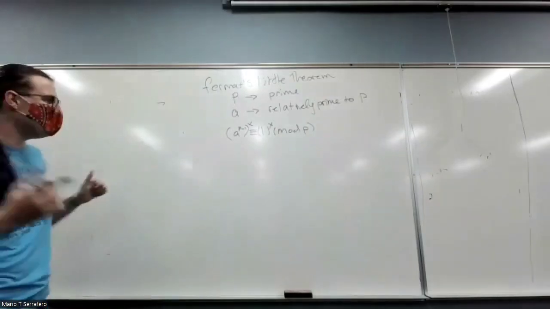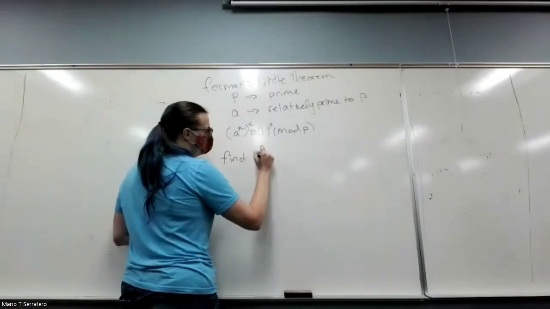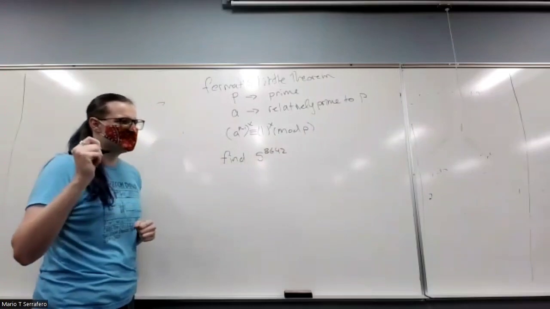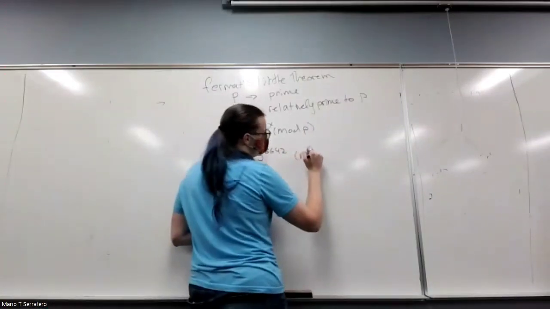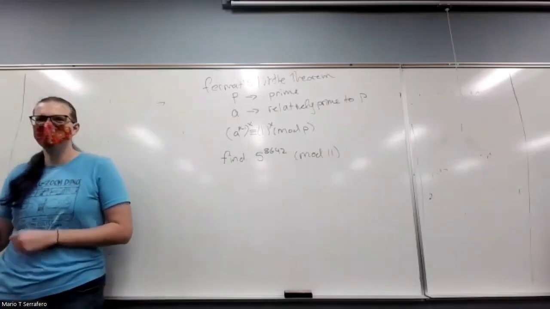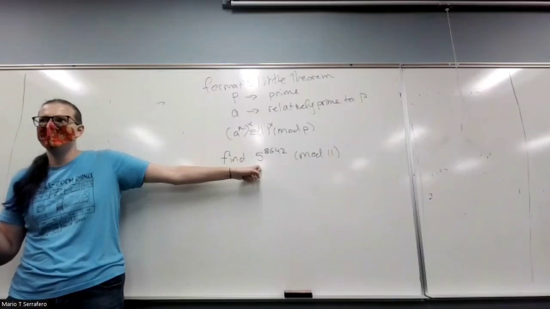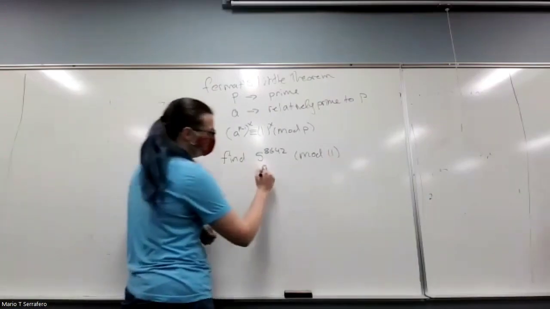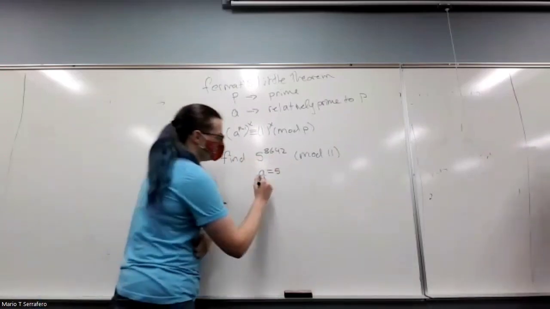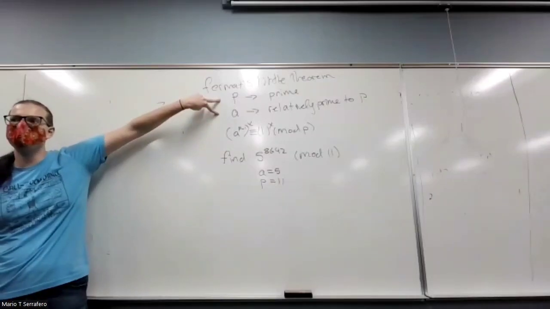All right, cool. So now the question actually asks us to figure out 5 to the 8,642, I believe. Is that the right number? Mod 11. So what would our A be in this situation? 5. Yep. So A equals 5. And how about P? 11. P equals 11. Do those satisfy these requirements?